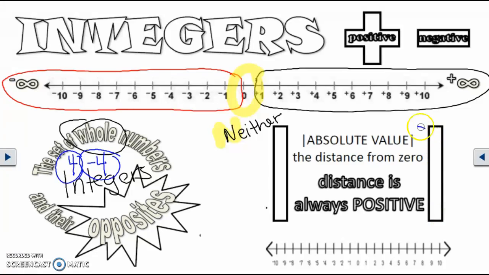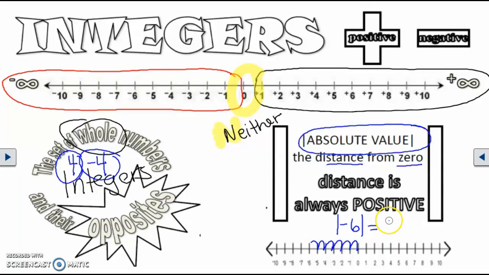Now this part you learned last year, absolute value. Absolute value is simply the distance the number is from 0. For example, if I had the absolute value of negative 6, what I really want to know is what's the distance from negative 6 to 0. So here's negative 6. Let's count. 1, 2, 3, 4, 5, 6. I don't care which direction we moved. I simply want the distance. That's what absolute value means. The absolute value of negative 6 is positive 6.